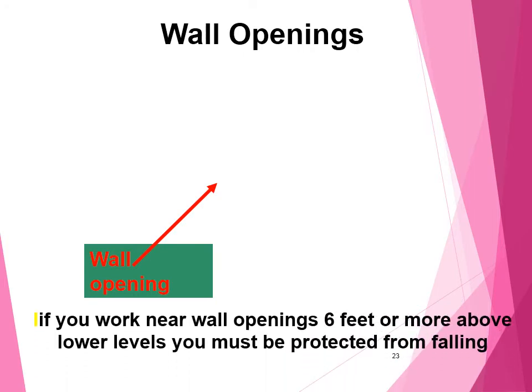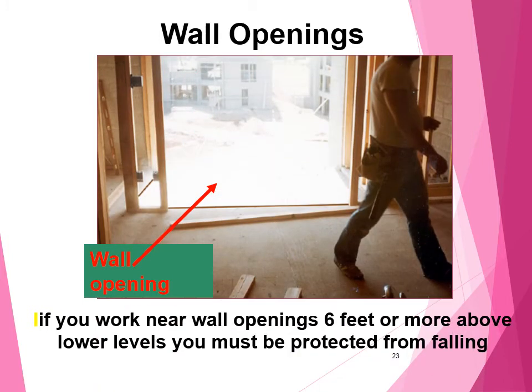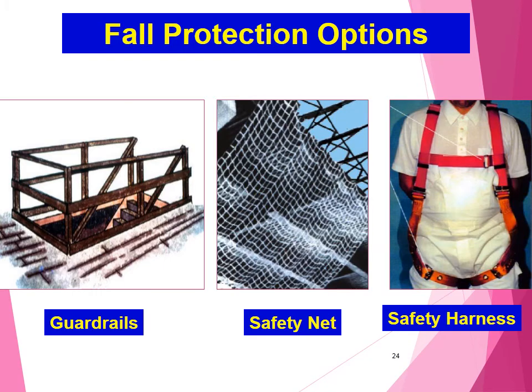Wall openings. If you work near openings 6 feet or more above lower levels, you must be protected from falling, like this, because there is a window. If he doesn't watch out, he may fall down. Fall protection options: you can use a guardrail, a safety net, or a safety harness to prevent falling.